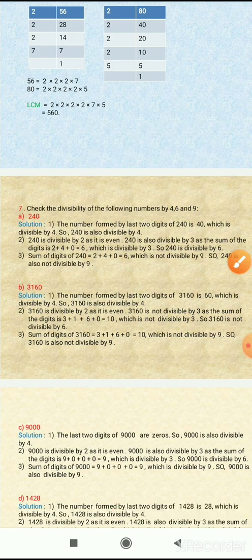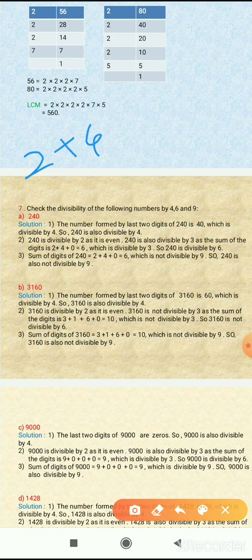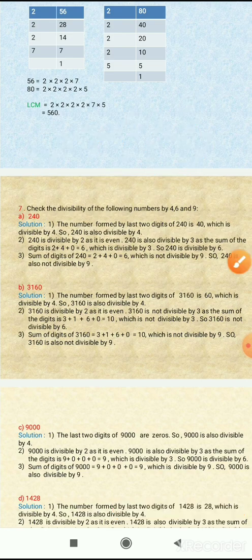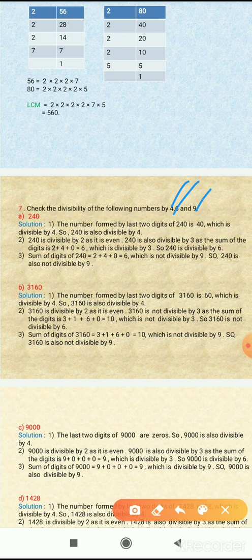So we say that 240 is divisible by 6. Next we will check divisibility by 9. So here we have to check the sum of digits. 2 plus 4 plus 0, we get sum 6, and 6 is not divisible by 9. So 240 is also not divisible by 9. In this way we check divisibility of 240 by 4, 6 and 9.